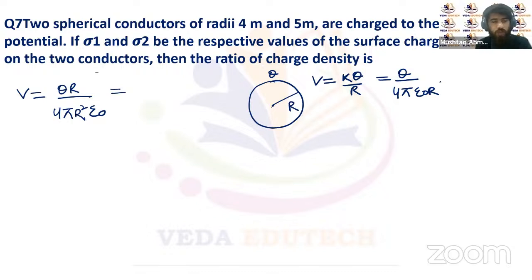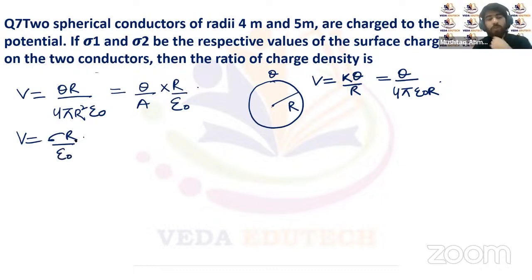Now q upon 4 pi r square is the charge per unit area, since 4 pi r square is the surface area of this conductor, multiplied by r upon epsilon naught. From here, q upon A we can write as sigma. So sigma r upon epsilon naught will be the potential here.